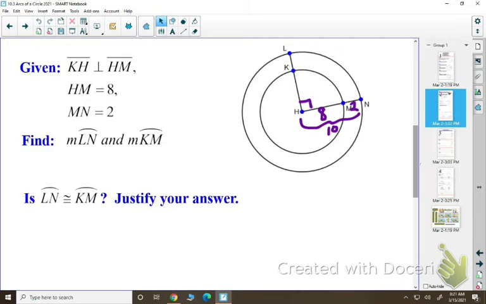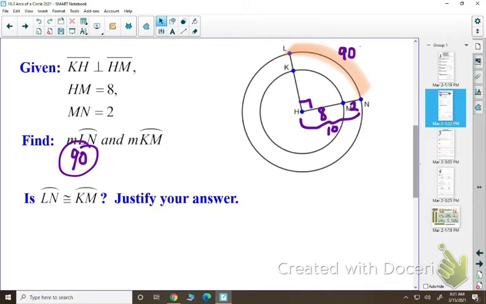So it says find the measure of arc LN. So arc LN, okay, is a minor arc. It's the same as the central angle. So since the segments are perpendicular, that means angle H is 90. So arc LN would be 90 degrees.